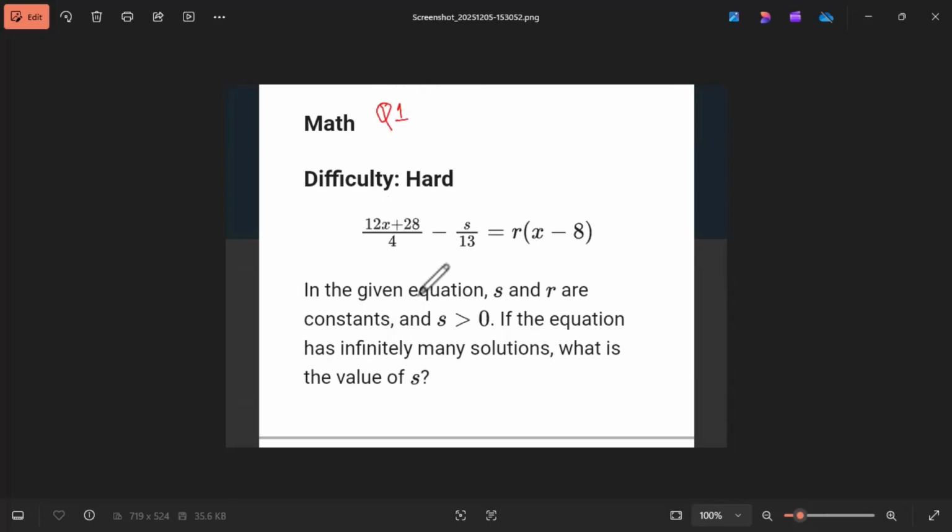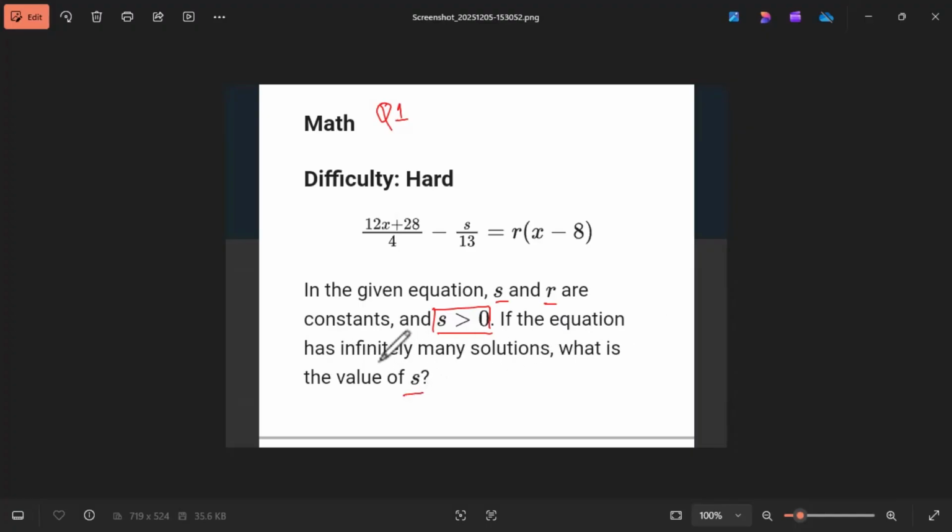It says in the given equation, x and r are constants and x is positive. When you see this kind of inequality, x greater than 0, it means that x is positive, because every number greater than 0 is a positive number. So this is another way to say x is positive. Take note of that. If the equation has infinitely many solutions, what is the value of x?